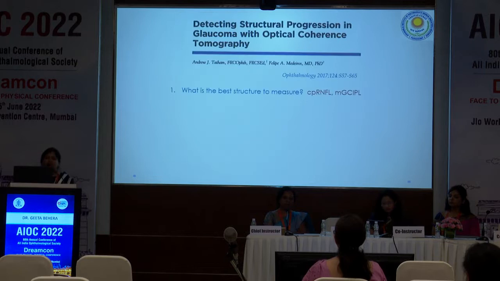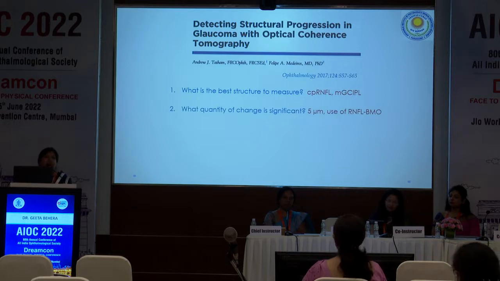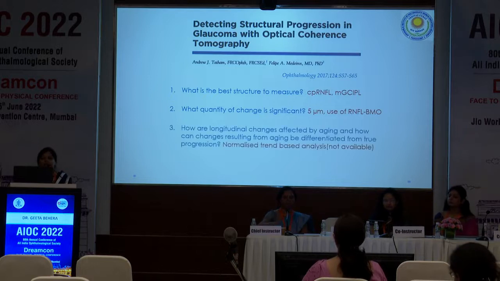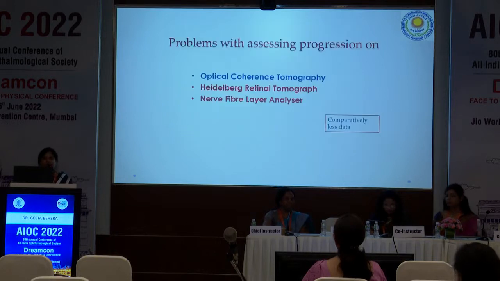So what is the best structure to measure? It is the circumpapillary RNFL and the macular GC-IPL. And about 5 micron is the significant change. But if the RNFL floors are lower, then one can use the RNFL BMO as well. And a normalized trend-based analysis, which is not available yet and is under development, is what is recommended, what is the future, what is going to come up.